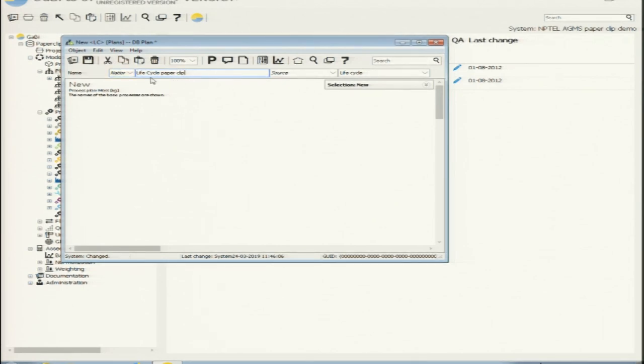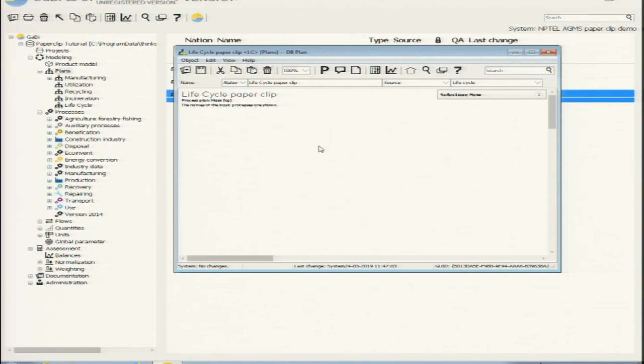Okay, then for saving the plan, I just need to click save, and the plan would be saved here. So now the plan is saved. Now this is the area on which I'll work. This is the area on which the whole processes and flows would come, and those would be connected, and finally we'll analyze this using the results calculation.